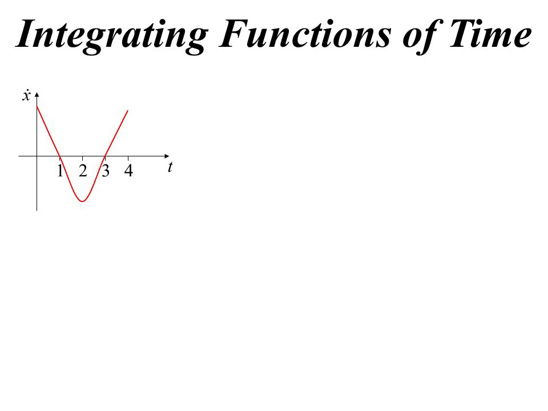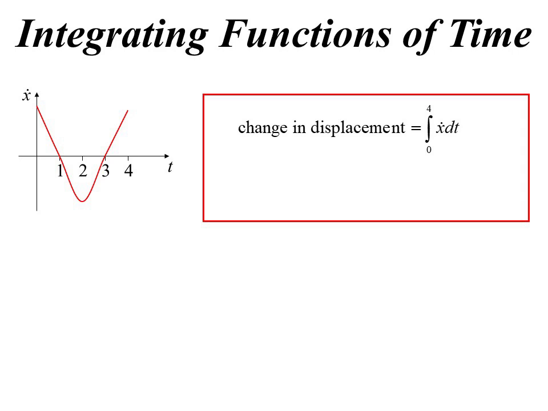Integrating functions of time. If I've got this velocity time graph and I want to find the change in displacement, well, the change in displacement will be the integral of this curve. Why? Because displacement is the integral of velocity. So that's what it's really saying. What's the integral from 0 to 4?